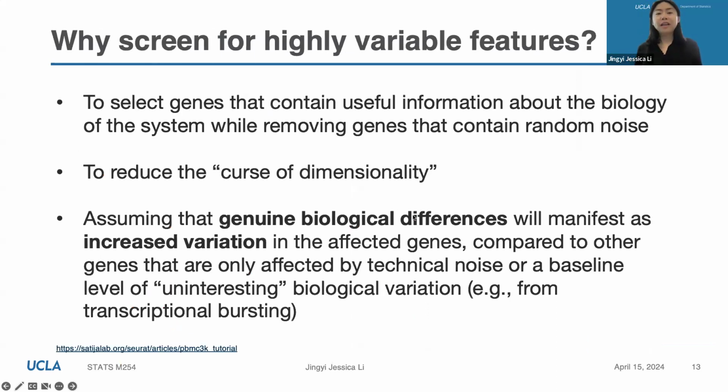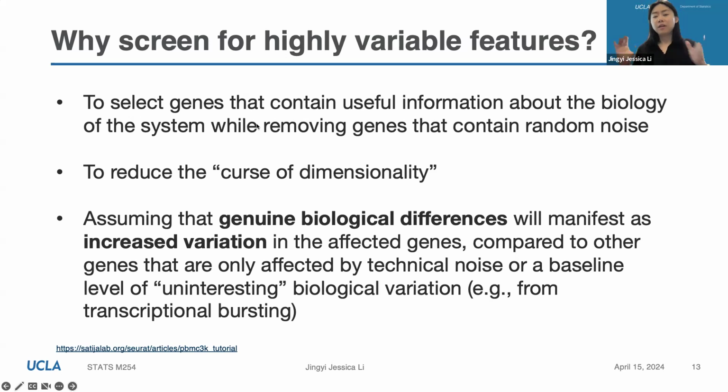But the question I want to ask you is, why do we want to screen for highly variable features? Why don't we use all features? Because intuitively, keeping more information of your data would be beneficial, right? Why do we want to throw away some information? Here's the rationale. I think many references will give you similar ideas, but this is just a summary. This is to select genes that contain useful information about the biology of the system while removing genes that contain random noise. I should say I need to update this reference. It should be a different reference, but I'll update that afterwards.